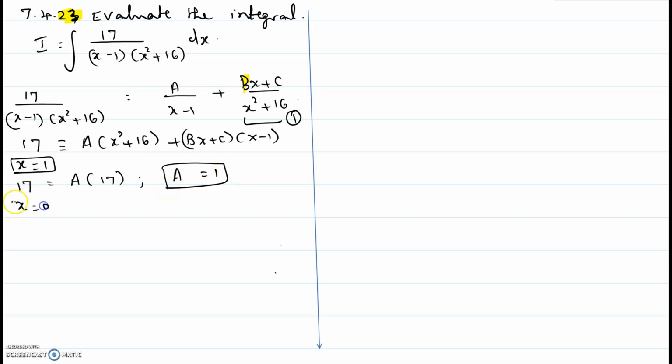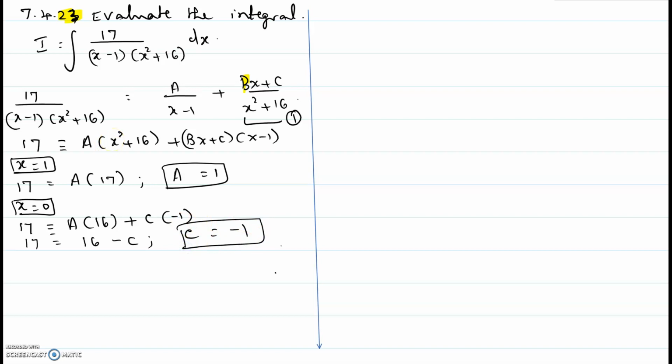Then we will plug in x equal to 0. So 17 equal to A times 16, with x equal to 0, so we will have C times negative 1. So we get 16A, and A is known. So we can plug in the value of A, and 17 is equal to 16 minus C. So C would be equal to negative 1.